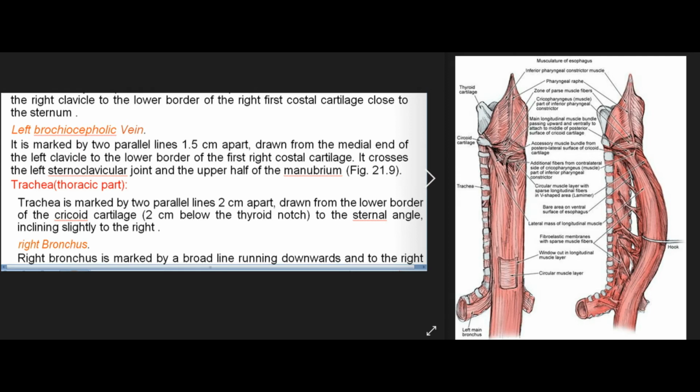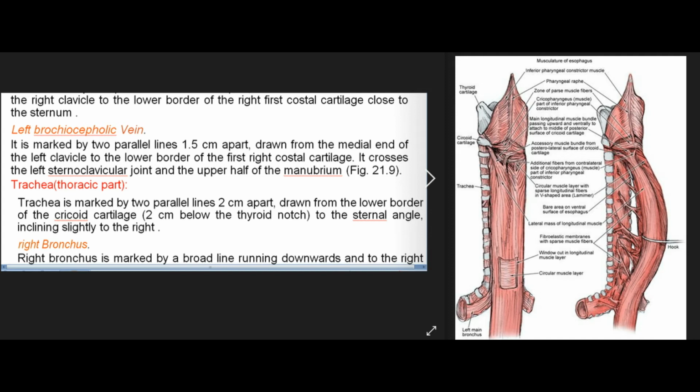Left brachiocephalic vein. It is marked by two parallel lines 1.5 cm apart, drawn from the medial end of the left clavicle to the lower border of the first right costal cartilage. It crosses the left sternoclavicular joint and the upper half of the manubrium, Fig 21.9.